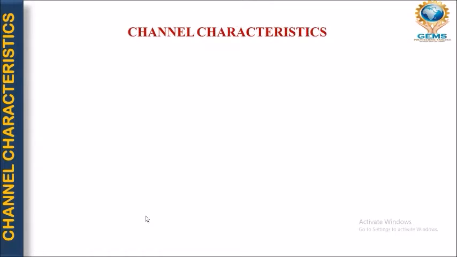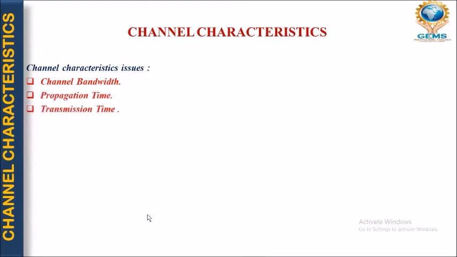So what are the different characteristics of a channel? First is the channel bandwidth. Next is the propagation time. Next is the transmission time. And finally, you have the channel capacity. So let's talk about channel bandwidth first.